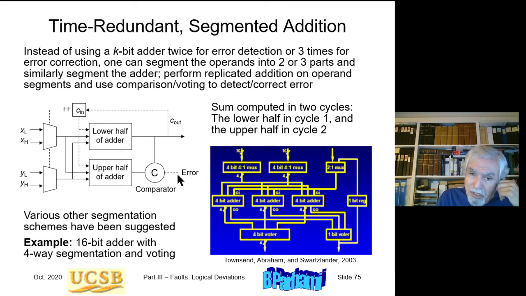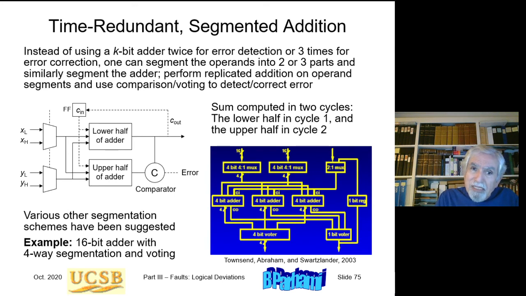compare them. If they are equal, then you're okay. Save the carry, now input the upper half of the 2 operands. Use these 2 to compute 2 copies, and again compare. So this has the advantage that you're not using the same adder twice, but you're using the 2 halves. So these are basically different logic circuits.